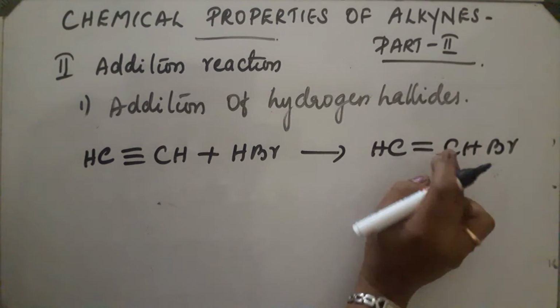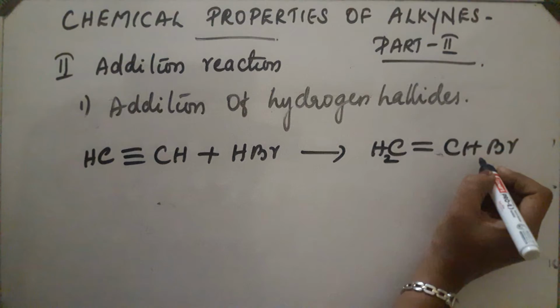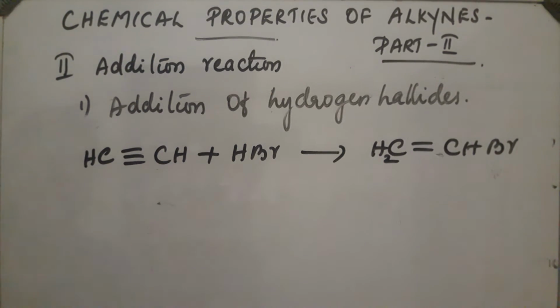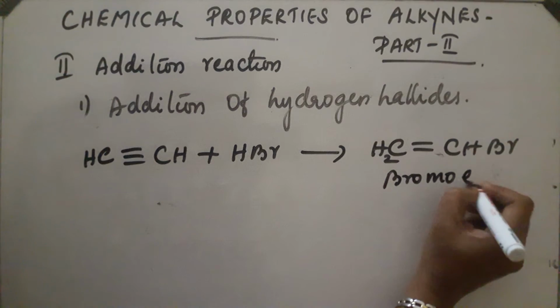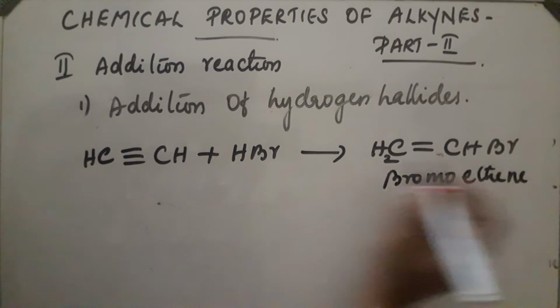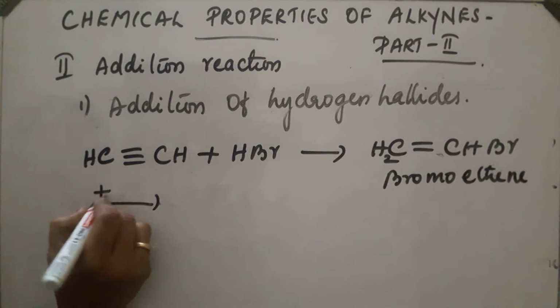Okay, sorry, CH2 double bond CHBr. One Br atom gets attached to the carbon atom. In the next step, this is called bromoethene. Okay, again this bromoethene reacts with HBr.